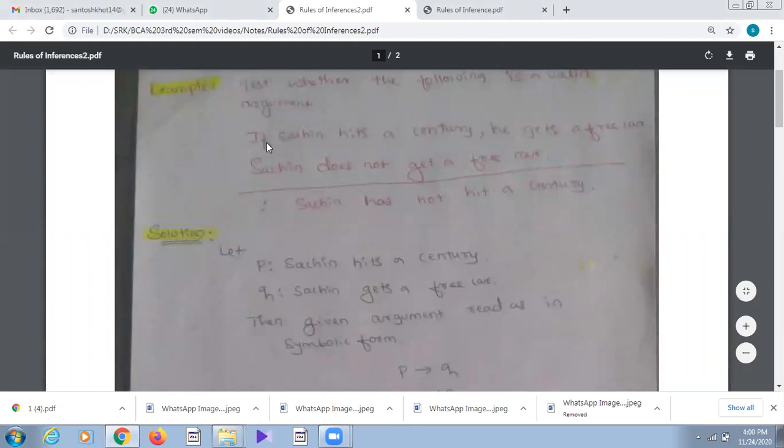Okay, so Sachin hits a century. First sentence: if Sachin hits a century, he gets a free car. If any statement has "if", we can identify that this is a conditional statement. So "if Sachin hits a century" is one sentence, and "he gets a free car" is the second sentence.